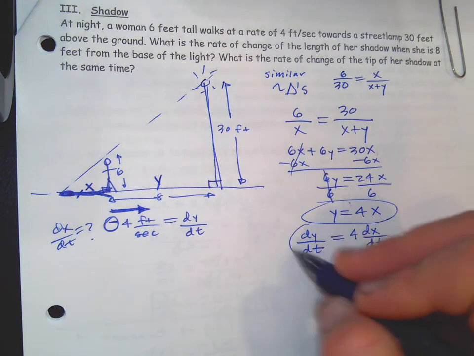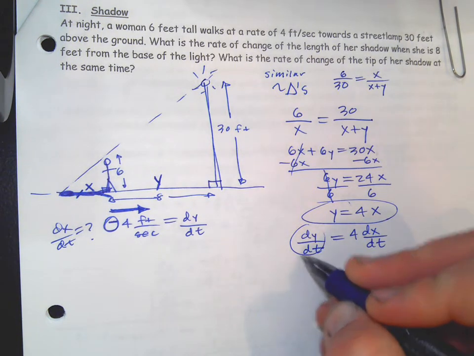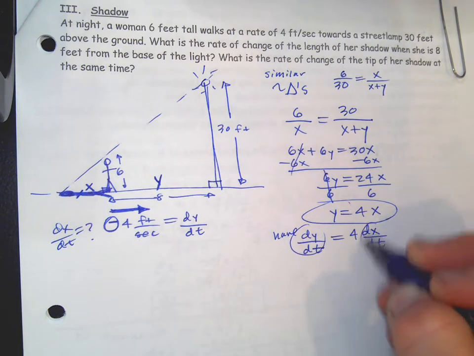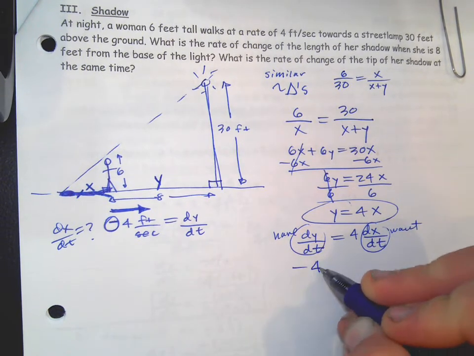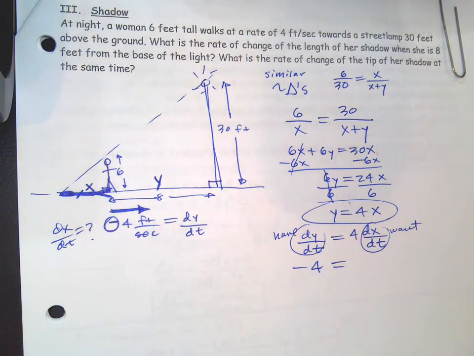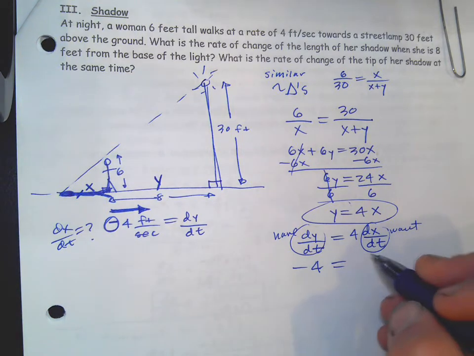This is what we want. No, that's what we have. So we have this, right? This is what we want. So we're going to plug in -4. Now, by the way, do we think that her shadow is decreasing or increasing? Is her shadow getting shorter as she gets closer to the street lamp or longer? Think about it. Think about real life. What happens when you get close to the light source? The shadow gets shorter. Okay? So it should be negative.